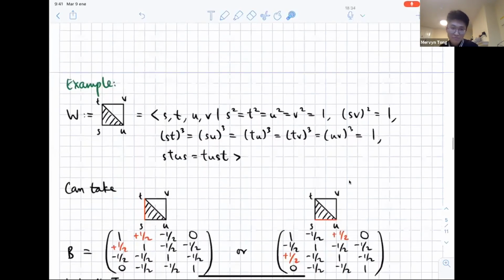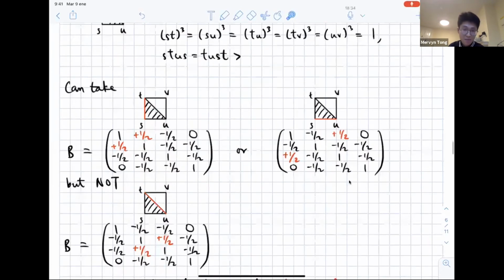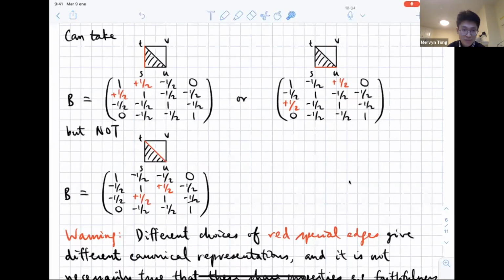So let's do a bit more of a complicated example where we have this generalized Coxeter group here that now has 4 generators and has one shaded triangle, and the other one is not shaded. So once again, we have this weird relation between S, T and U, but we don't have that for T, U and V because there is no shaded triangle between T, U, and V. When choosing our bilinear forms, we need to make sure that each shaded triangle has one red special edge and each non-shaded triangle doesn't have any special edges.